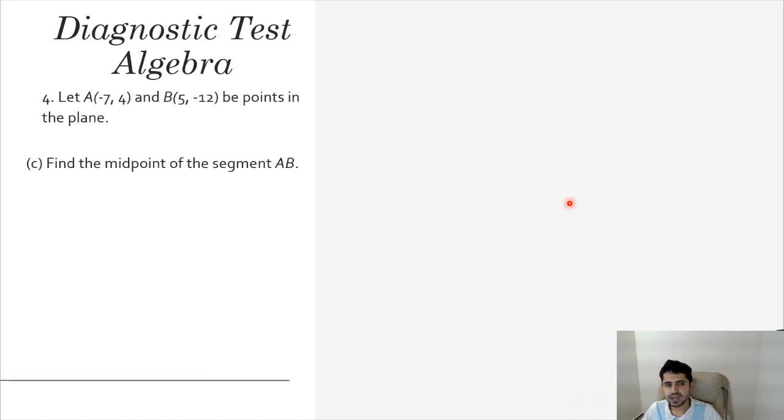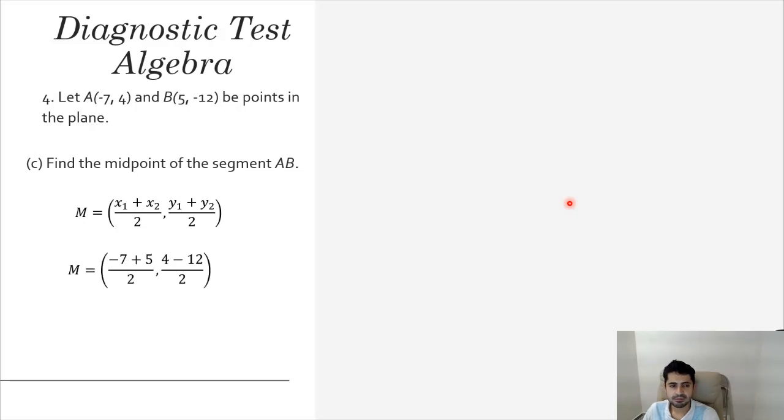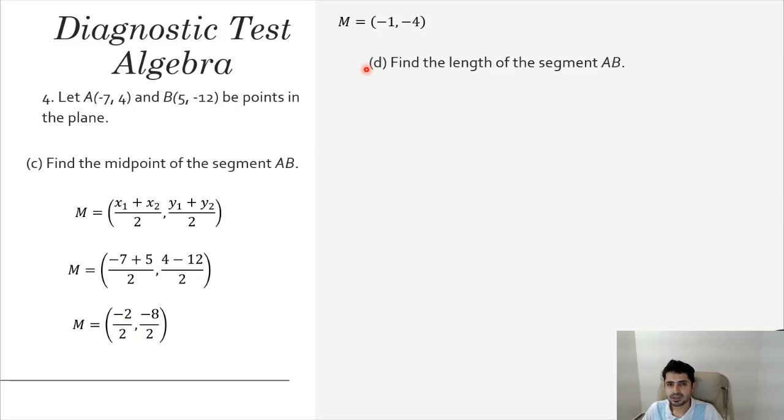Then C, which find the midpoint of the segment AB. Well, the midpoint is given by this equation. You just have the average of each specific point in the Cartesian representation. So we just have here the sum of x, so we have minus 7 plus 5 over 2, and then we have 4 minus 12 over 2. So then we have minus 7 plus 5 is equal to minus 2. 4 minus 12, we have minus 8. So then we just divide minus 2 over 2, we have minus 1, minus 8 over 2, we have minus 4.